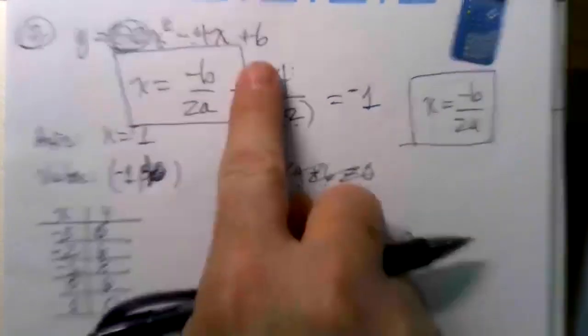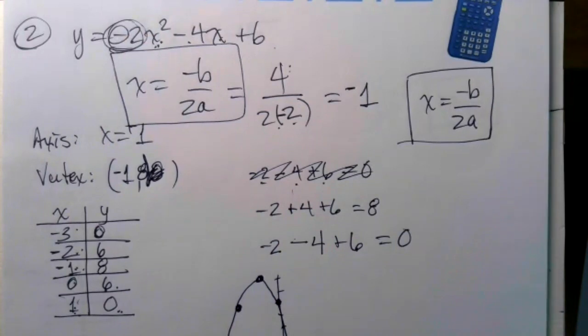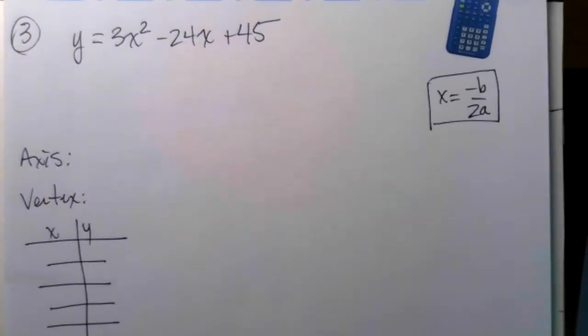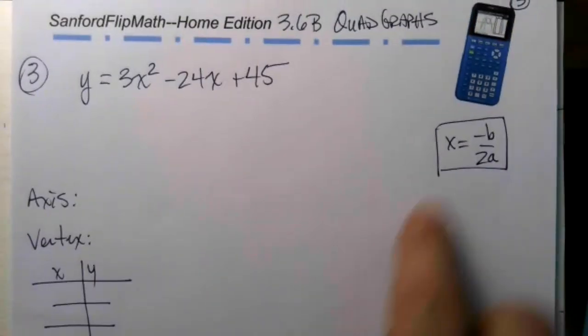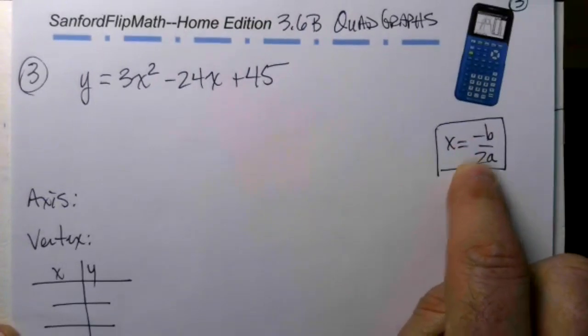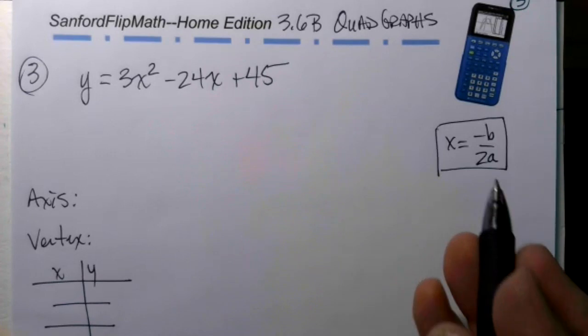Okay. I'm going to do one more. Again, if you are feeling solid about this, then you can call it good. But I'm going to do one more because I really want to kind of hammer the process. Okay. So again, we're going to use -b over 2a, or opposite of b over 2a, if that makes you feel better, to find the axis of symmetry.